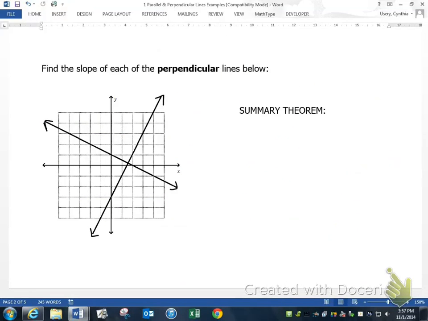Now we're going to find the slope of the perpendicular lines below. These lines are perpendicular because they make right angles. So let's call one of these lines line 1, and we'll call this one line 2. Let's find the two slopes.